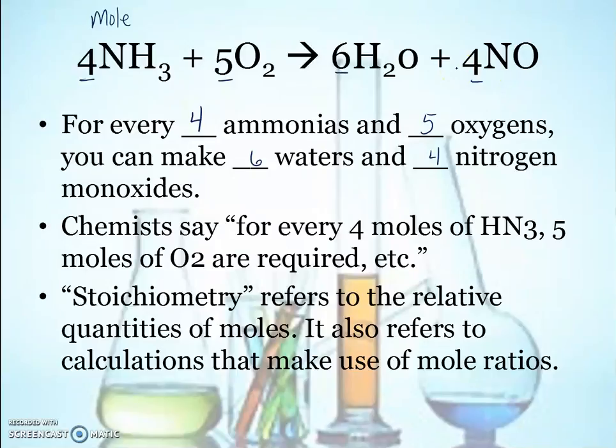So stoichiometry, which we're getting ready to do, just refers to the relative quantities of moles. We use something called a mole ratio to compare moles of one thing to moles of another. So if I asked you the mole ratio of ammonia, NH3, to oxygen, you would say it's a 4:5 ratio. It's very important that you understand that because we're going to use it in our calculations. So where did I get these numbers? From the coefficients of our balanced chemical equation.